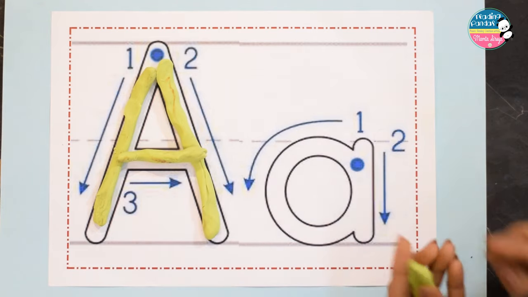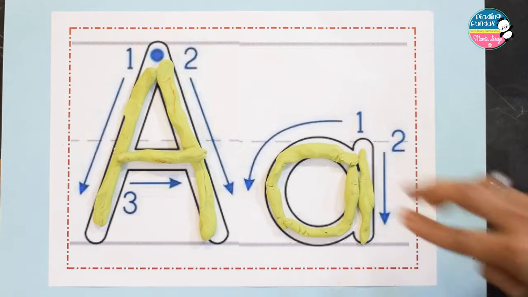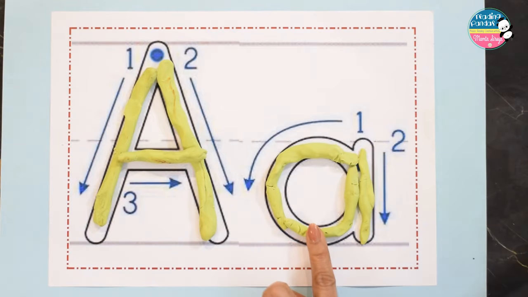Now let's do this lowercase. This is our lowercase A. Lovely. Did you enjoy this? Yay! I want you to keep practicing making these alphabets with clay at home.